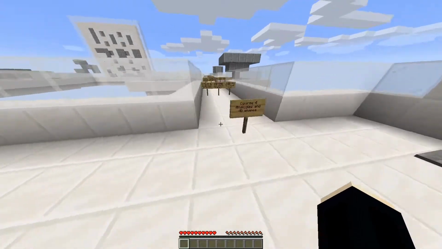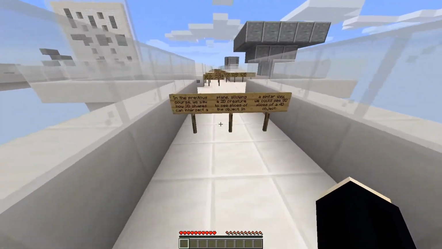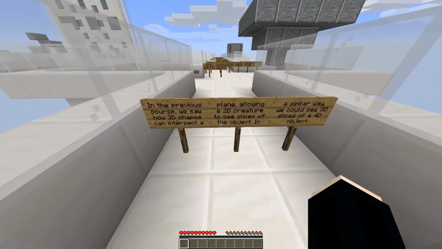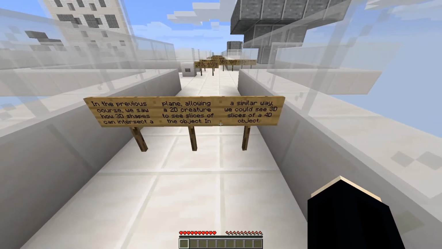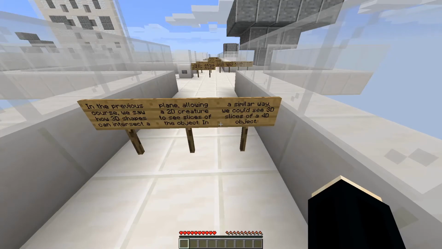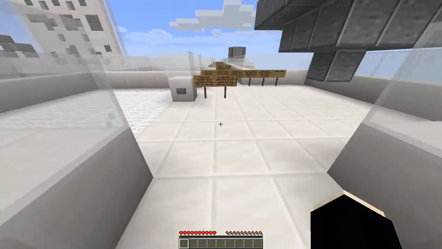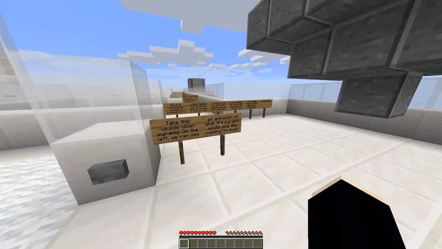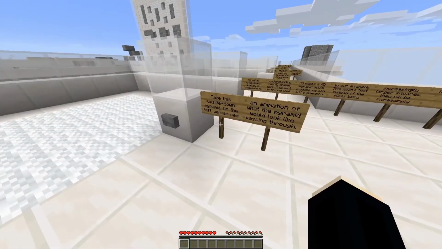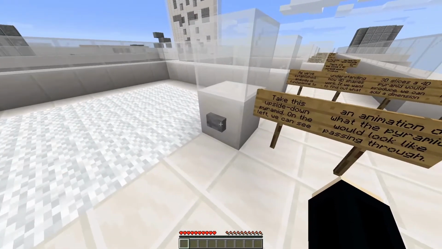Jeez, we got a long section here. Course for analogies and 4-dimensional shapes. In the previous course, we saw how 3-dimensional shapes can intersect a plane, allowing a 2-dimensional creature to see slices of the object. In a similar way, we can see 3-dimensional slices of a 4-dimensional object. Take this upside-down pyramid. On the left, we can see an animation of what the pyramid would look like passing through a 2-dimensional plane.